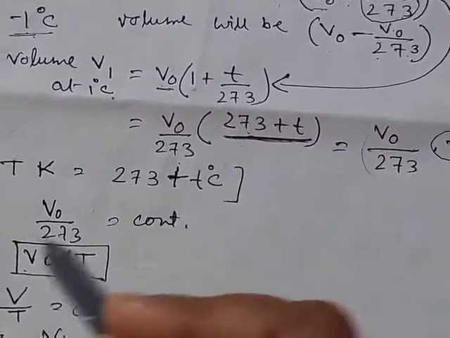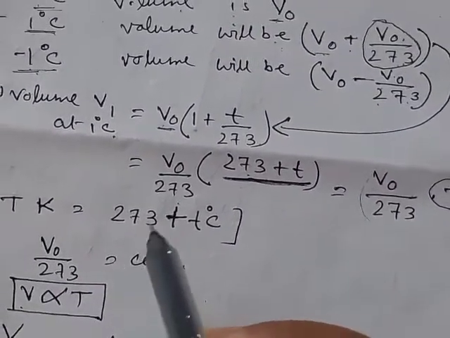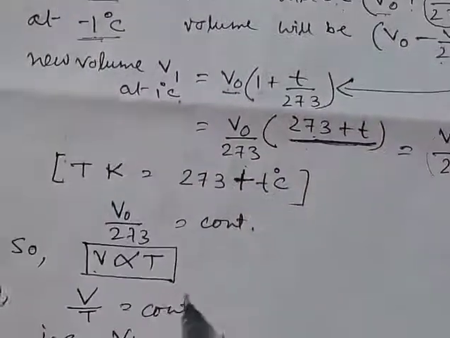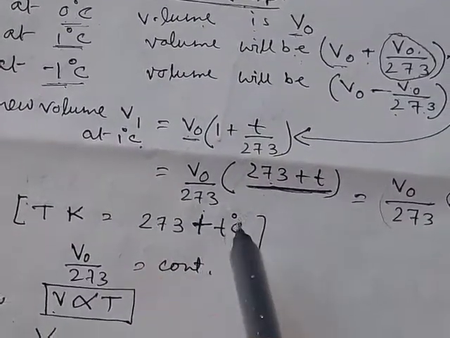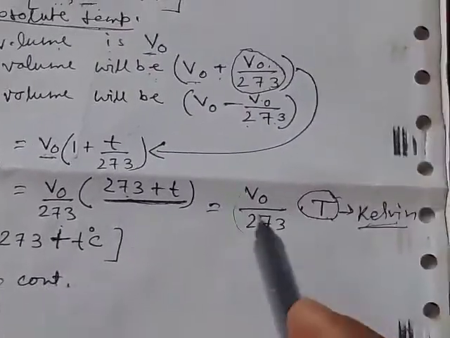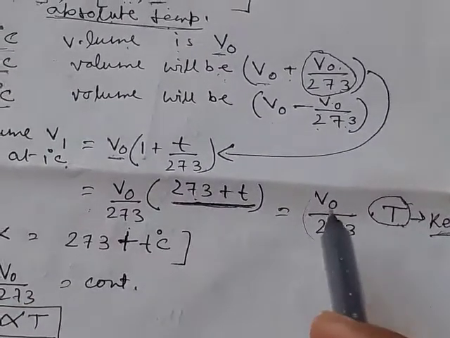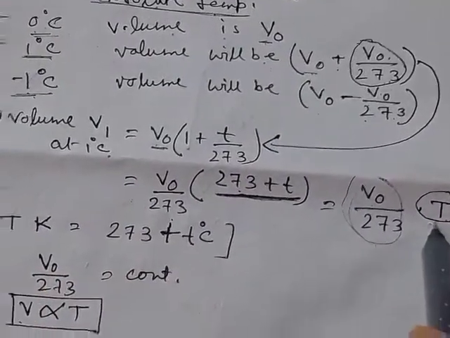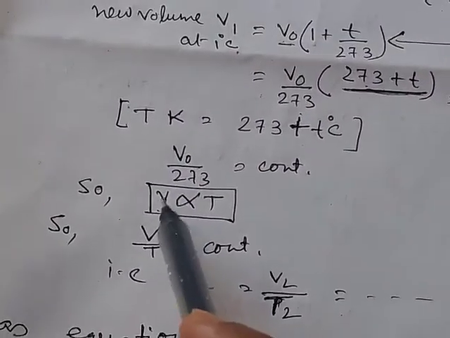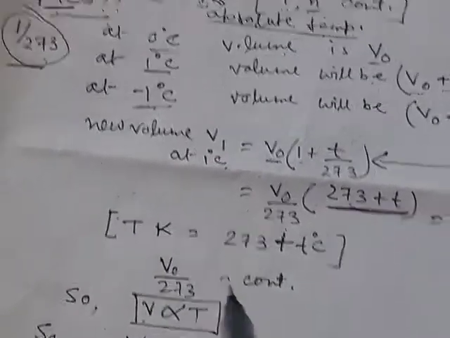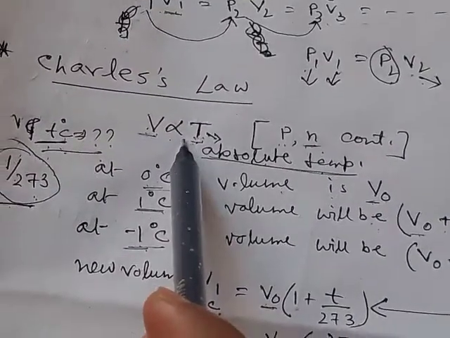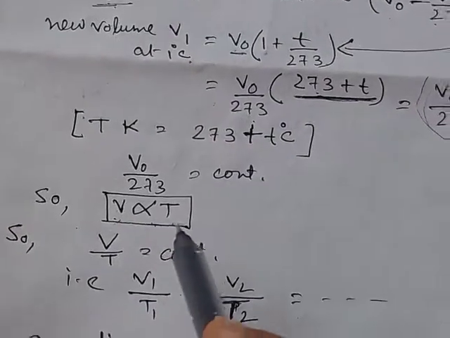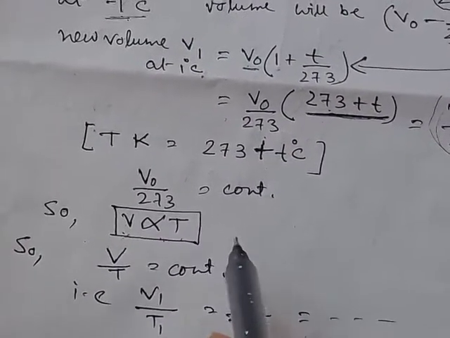Now, V0 by 273 is constant, as V0, the volume of gas at 0 degree centigrade, is constant. So, from here we can write V1 is equal to V0 by 273 times T, and this is constant. So, V1 is proportional to T. So, we can write V proportional to T, which is actually the Charles law. So, this is the relation between volume and the absolute temperature of gas.